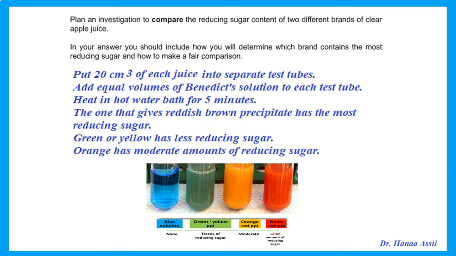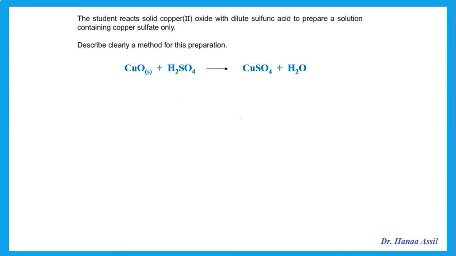Okay, another type of question is where you're required to explain how to prepare a salt. For example, the student reacts solid copper 2 oxide with dilute sulfuric acid to prepare a solution containing copper sulfate only. Describe clearly a method for this preparation. So we're trying to prepare copper sulfate solution from a solid. So of course we're trying to explain the neutralization method. So what is the first thing we should do?